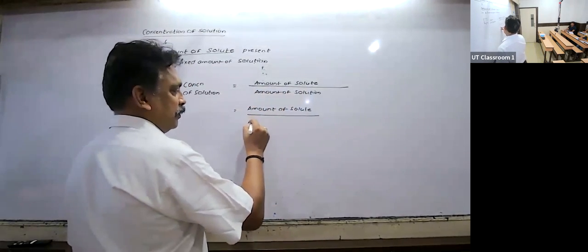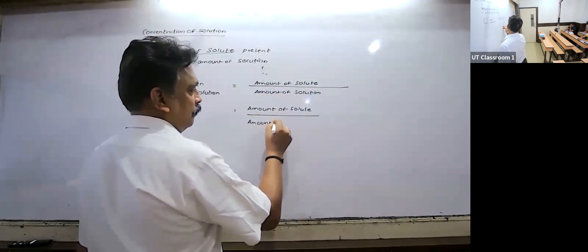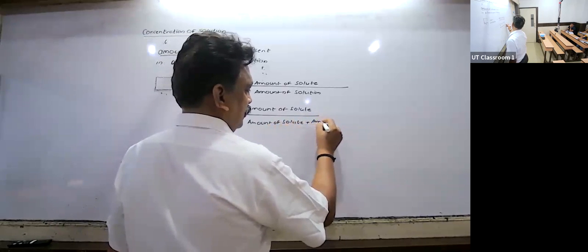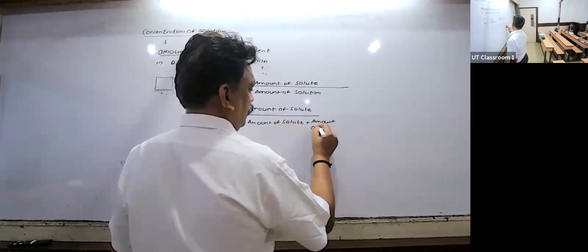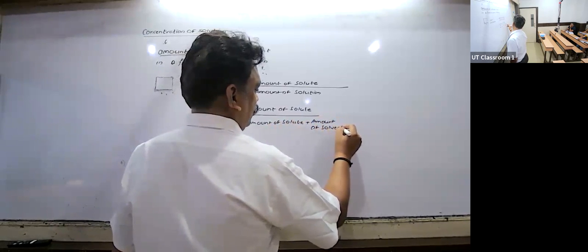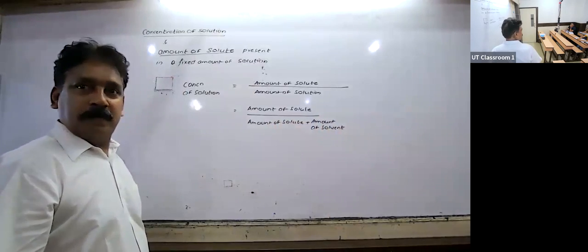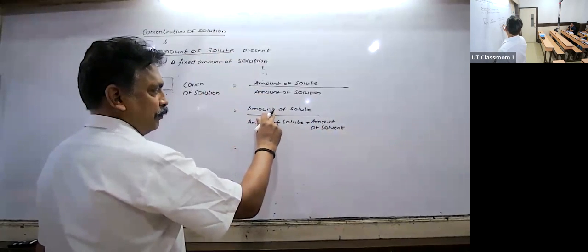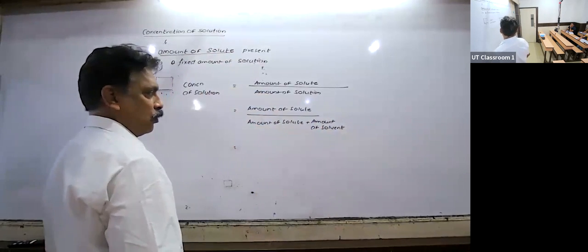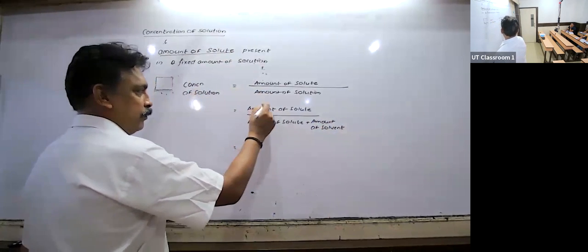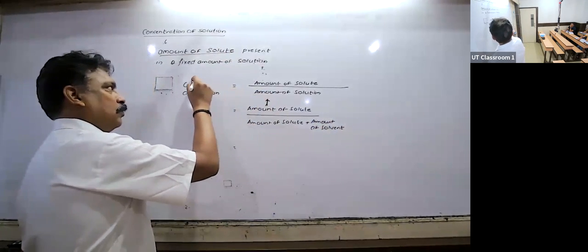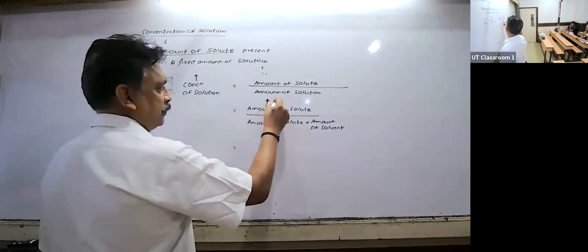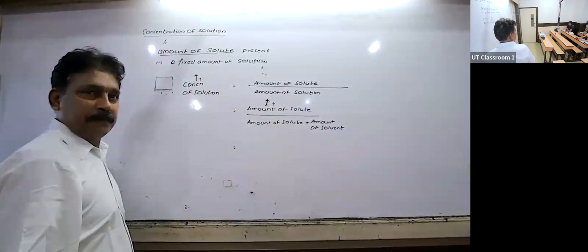हम लोग क्या लिख सकते हैं इसमें? Amount of solute plus amount of what? Solvent. Again, now what is important over here to understand, if this is the amount of solute upon the amount of solute plus amount of solvent, that is nothing but the concentration. So if the amount of solute is more, the concentration of solution is also more, right? If the amount of solute is less, concentration is also less, right?